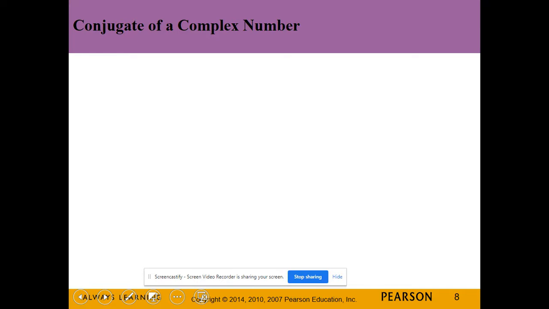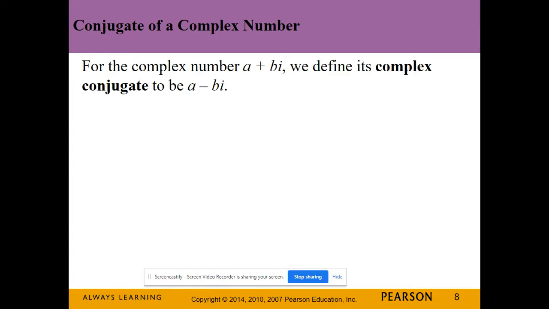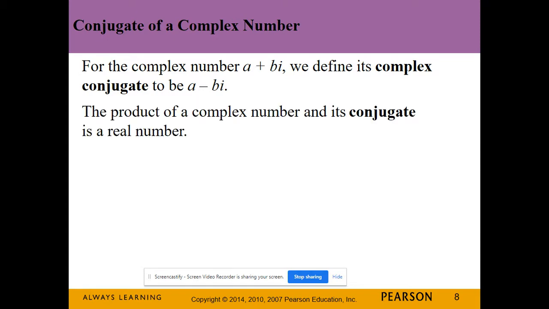Now we're going to talk about a conjugate. For the complex number a plus bi, so any standard complex number, its conjugate is a minus bi, meaning the a and the bi are the same. What's different is the sign in between them. Those pairs of numbers would be considered conjugates.